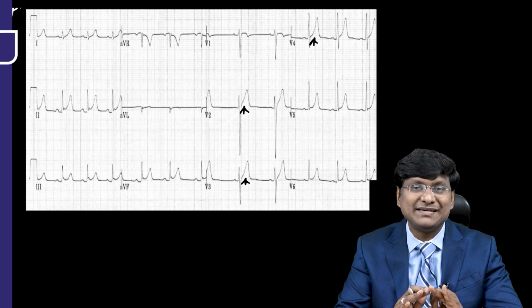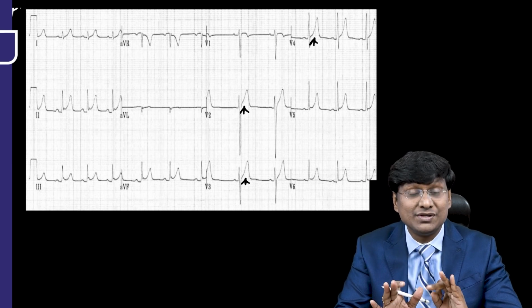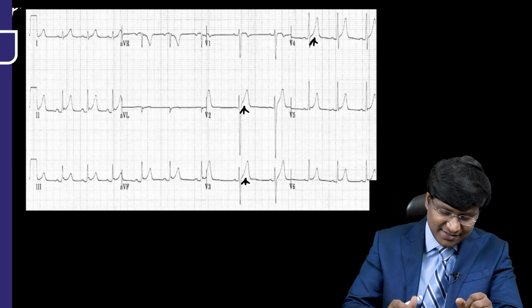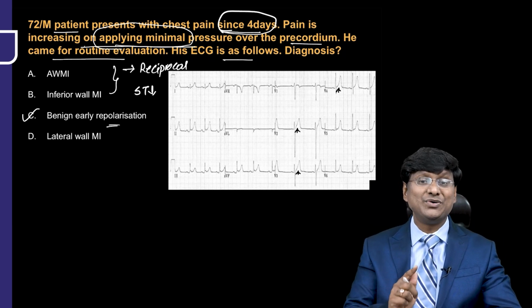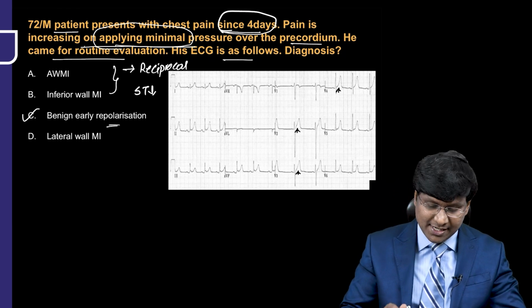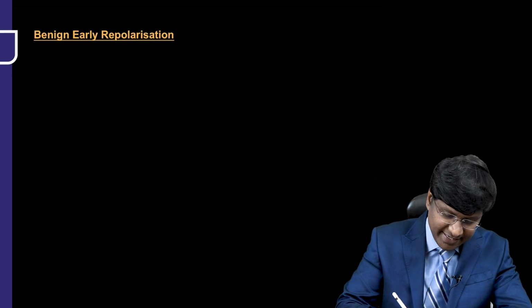You have ST segment elevation in the precordial leads without reciprocal changes. This is suggestive of benign early repolarization. Now, let me tell you about benign early repolarization. Remember, this is one of the normal variants.